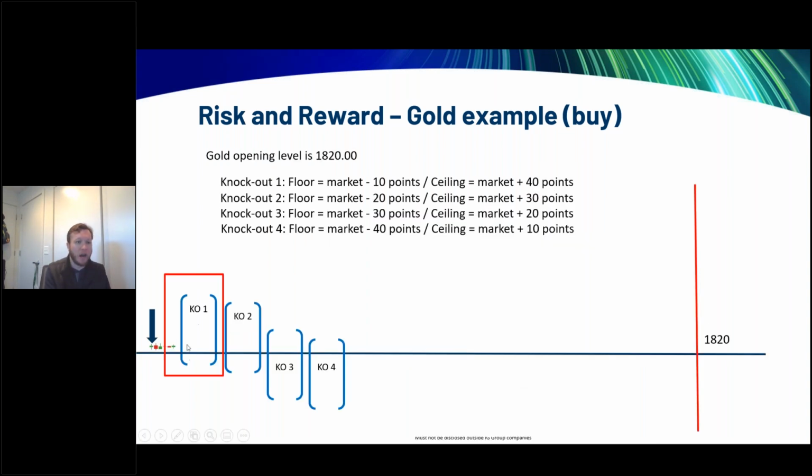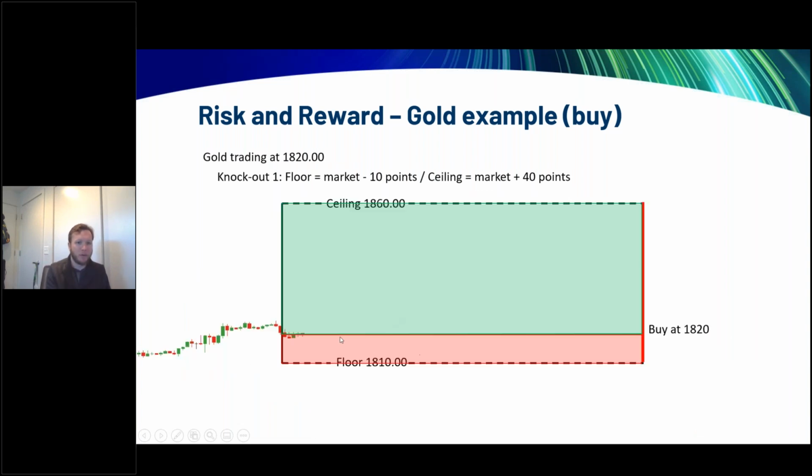So we're going to look at this knockout 1, right? This example we've been going through the whole time. We're going to dive a little bit deeper into this. So if I was on the buy side here, I'm getting in, gold's trading right now at 1820. The floor is 1810, the ceiling is 1860. And for this example, we're not going to go into the whole tick size thing. We'll do that in a second. Just for this one, we're going to keep it super clean numbers.